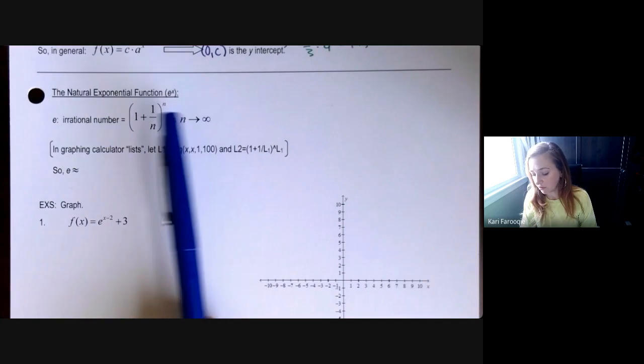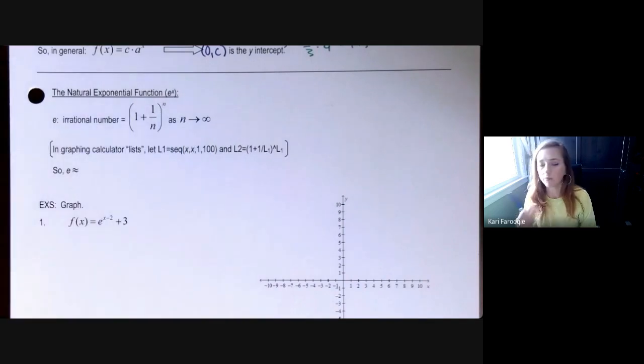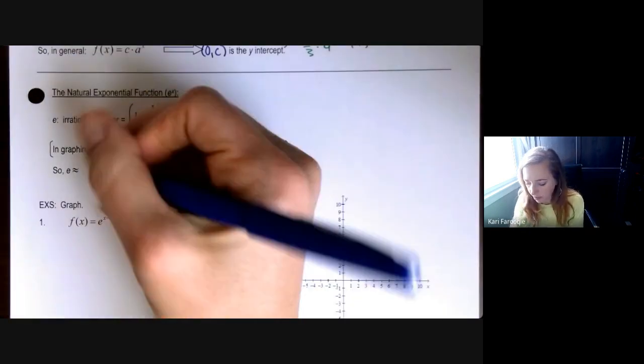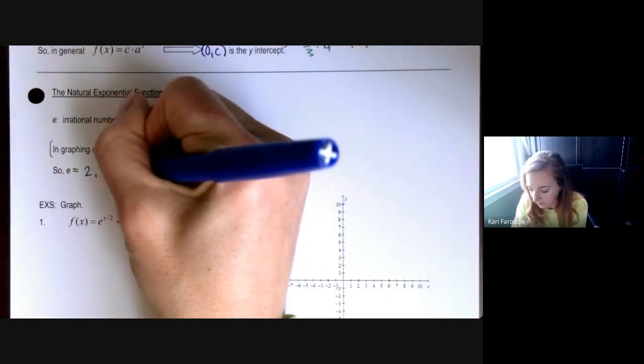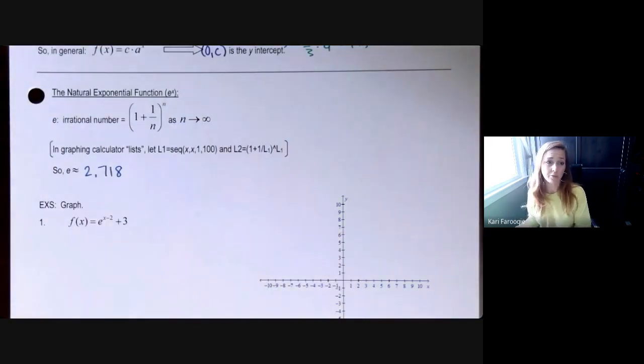As n approaches infinity, e approaches 1 plus 1 over n to the nth power. If you're taking more calculus, this is probably something you'll want to focus on a little bit more. In graphing calculator, so this kind of tells you how you can find that, but our approximation for e is about 2.718. It's helpful if you can remember the approximation.